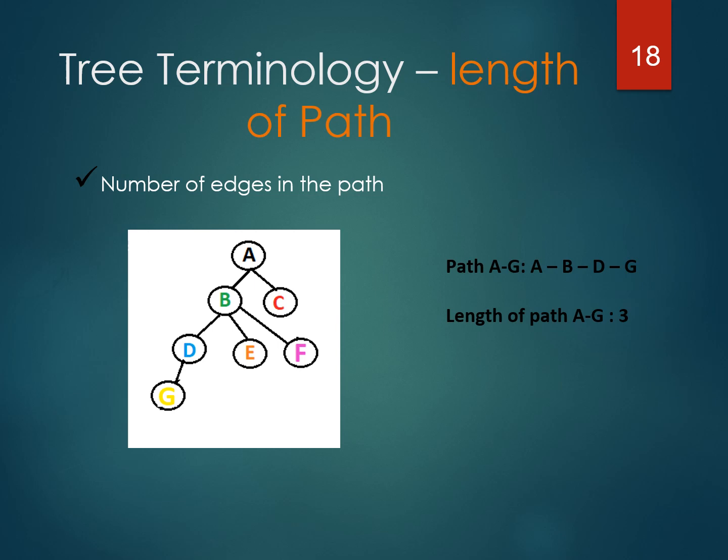Next is length of the path. Length of the path is the number of edges in that path. So consider A to G. The path is A to B, B to D and D to G. So the length is 1 edge, 2 edges, 3 edges. So the length of the path is 3 when it comes to A to G.